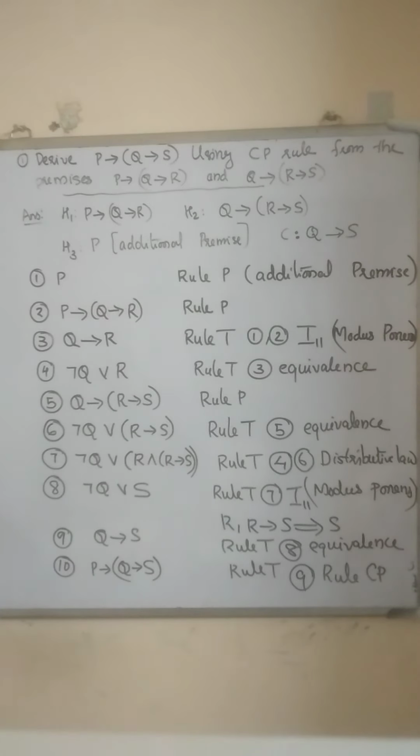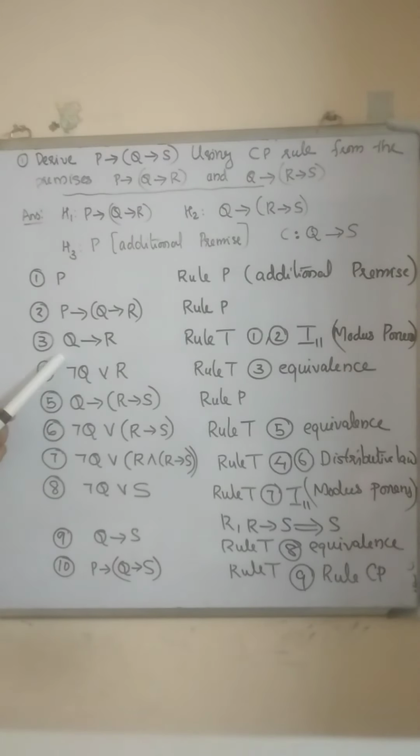Step 1: P. Introduce the additional premise, a new premise, so it is rule P. Write it in brackets as additional premise. Next, we also introduce the first given premise P conditional Q conditional R. It is rule P. So we have P, and P conditional Q conditional R.